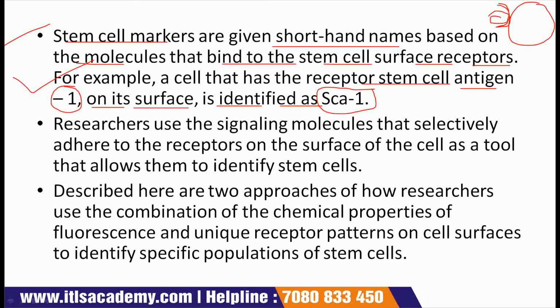In many cases, a combination of multiple markers is used to identify a particular stem cell type. So now, researchers often identify stem cells in shorthand by a combination of marker names reflecting the presence or absence of them.